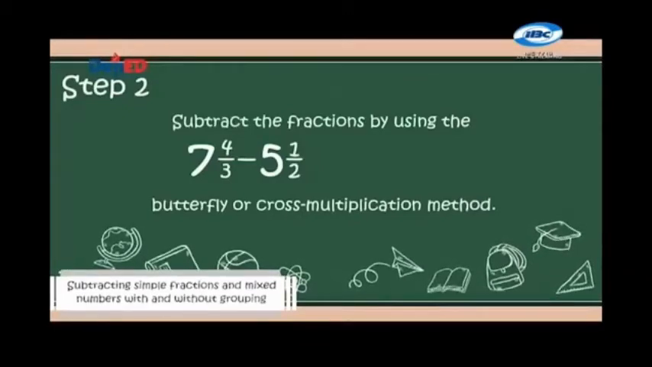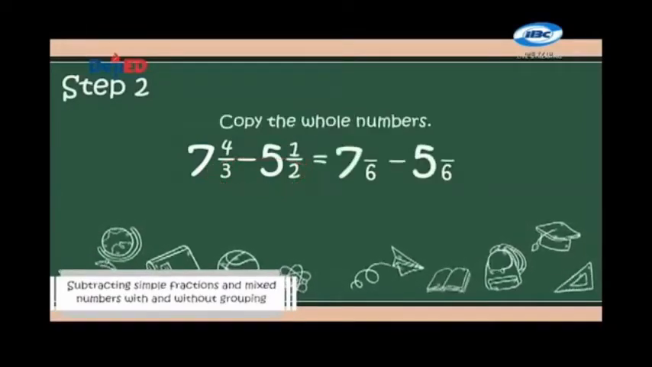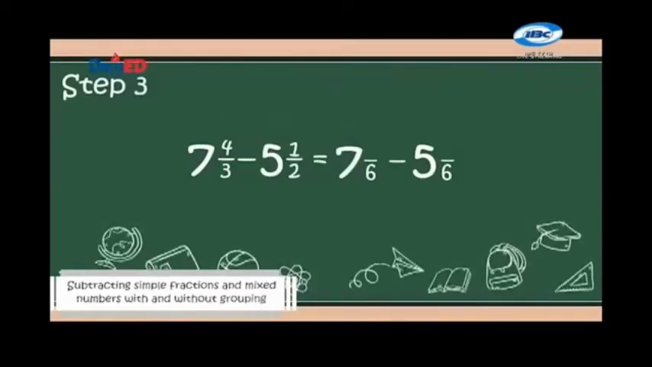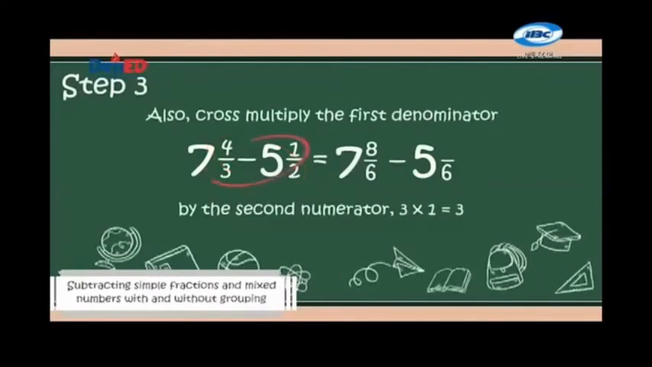Multiply the denominators. 2 times 3 equals 6. 6 is their common denominator. Copy first the whole numbers. Step 3. Cross multiply the first numerator by the second denominator. 4 times 2 equals 8. Also, cross-multiply the first denominator by the second numerator. 3 times 1 equals 3.